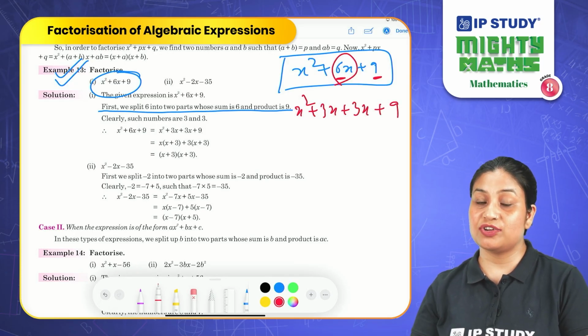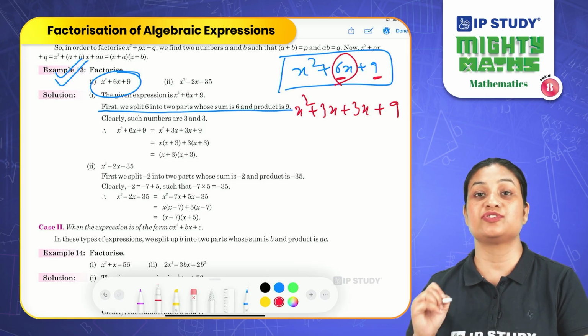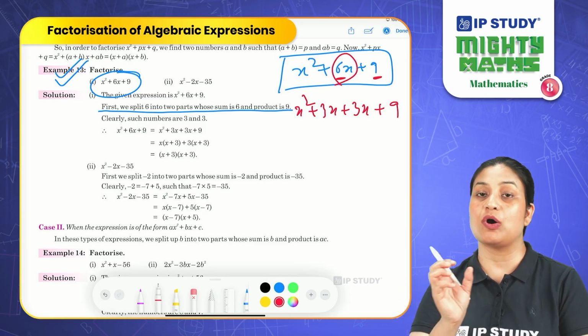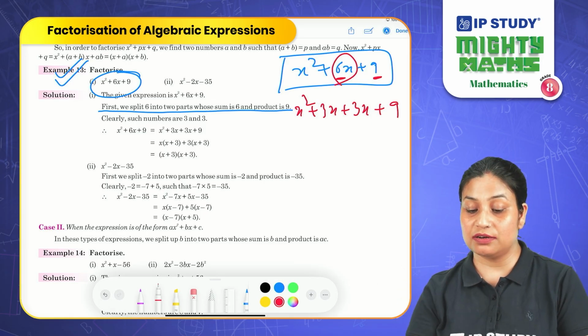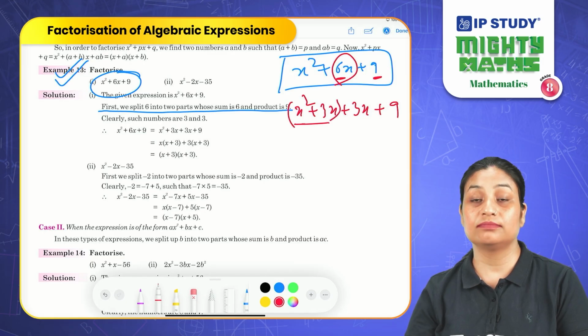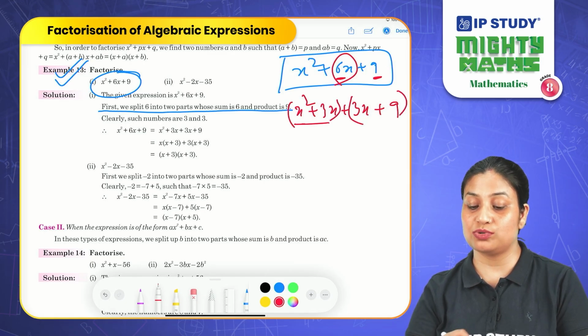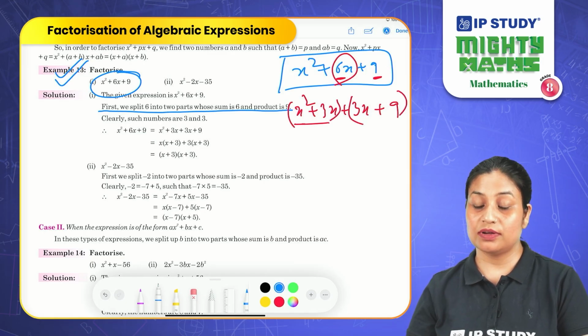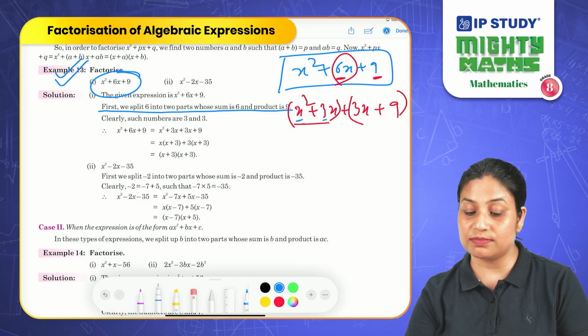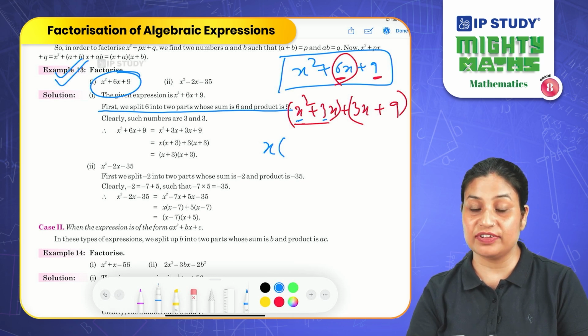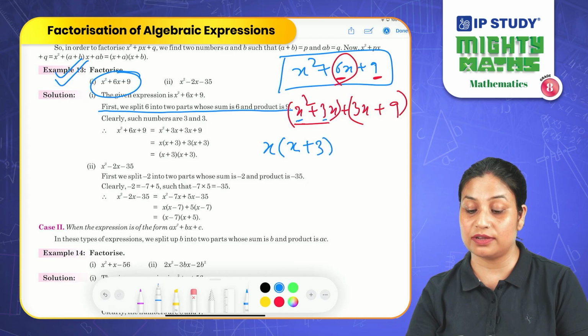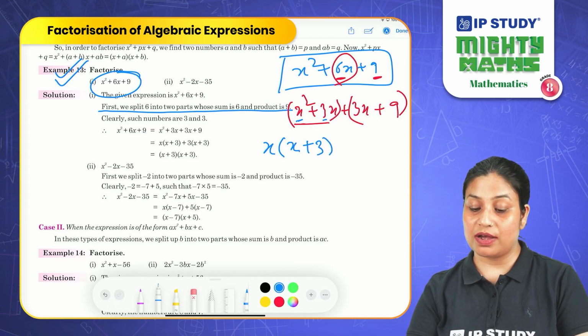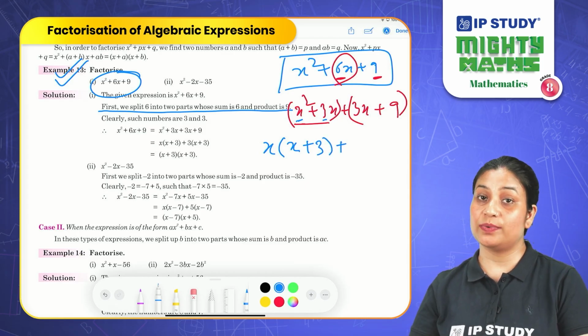Next step is you have to group the two terms together in such a way that something common can be taken out. So here I can group these two together and here I can group these two together, right? So what is common in these two terms? I can see x is common in these two terms, right? So I can take out x. So what I'm left with in this bracket is x plus 3 over here, right? Now a plus sign is there. Put the plus sign over here.